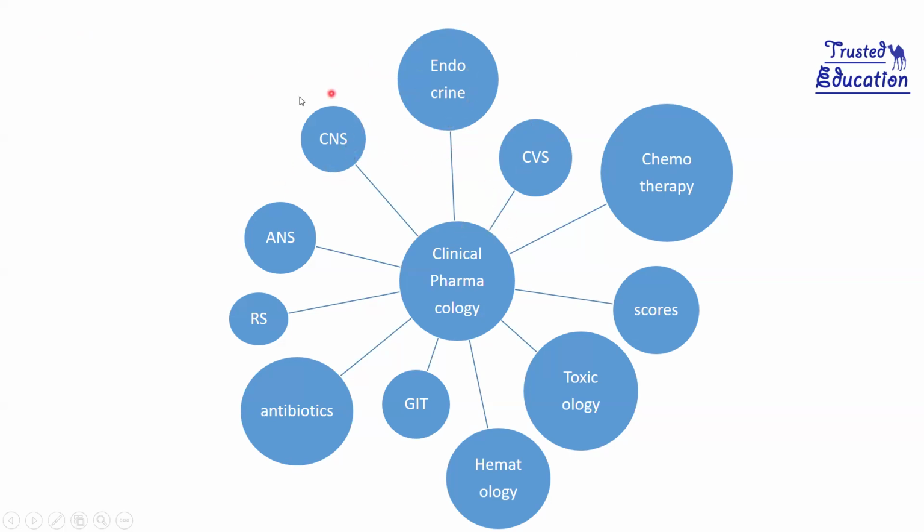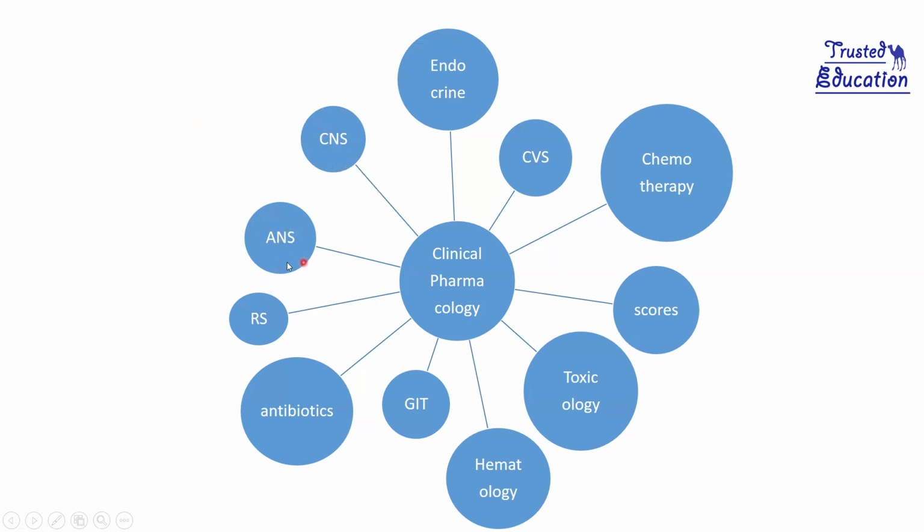Okay, the third one is the central nervous system, the depression, the bipolar disease, multiple sclerosis. We can consider this to be the third topic in terms of the number of questions that you will find in the exam.